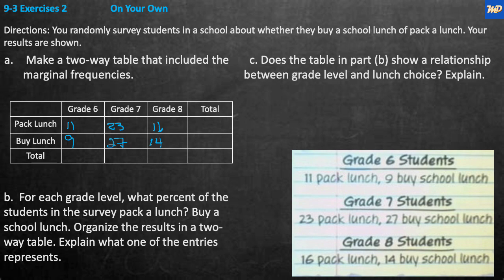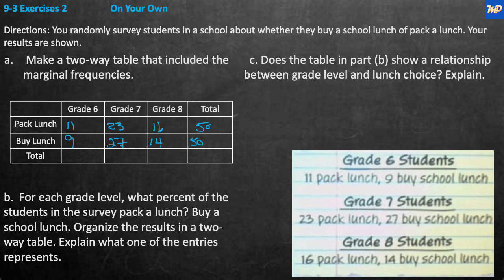Okay, so now there are 6 items in the table. We've added in the 6. We have the spots for the marginals. So I guess we should go ahead and now make a two-way table, include the marginal frequencies. So the marginal frequencies is if we go pack a lunch across 11 and 23 and 16, I think we're going to end up with 50. Okay, and for buy lunch, we have 9, 27, 14. Well, I think that comes out to 50 also.